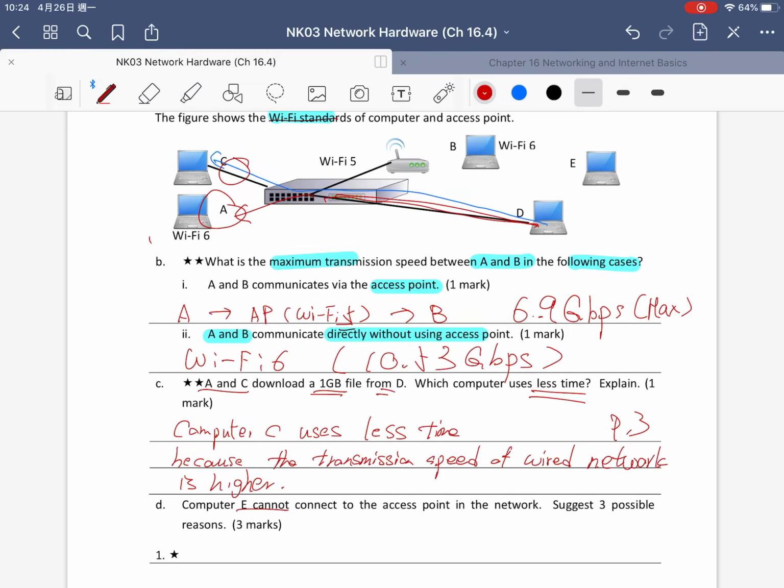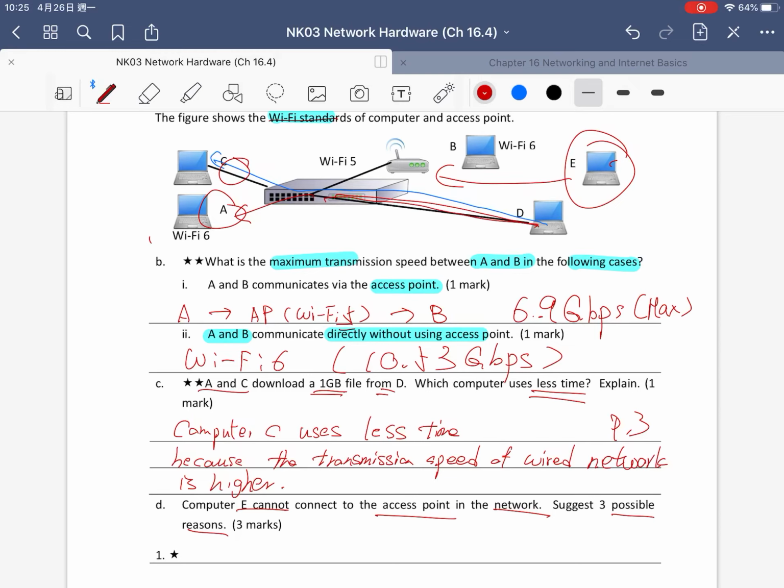And for computer E, it cannot connect to the access point in the network. There are 3 reasons. E cannot connect to the access point. What are the reasons? First of all, maybe E is too far away. It is not under the coverage of the access point. The distance between E and the access point is longer than the maximum transmission distance of the Wi-Fi. So E cannot receive the signal, so it cannot connect to the Wi-Fi network.